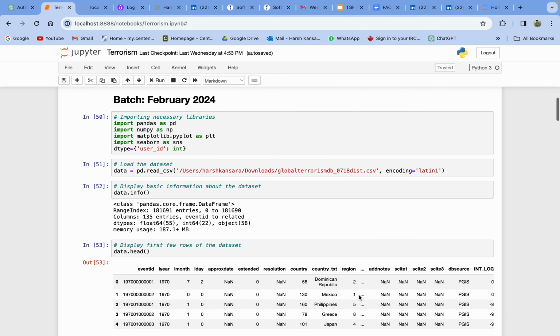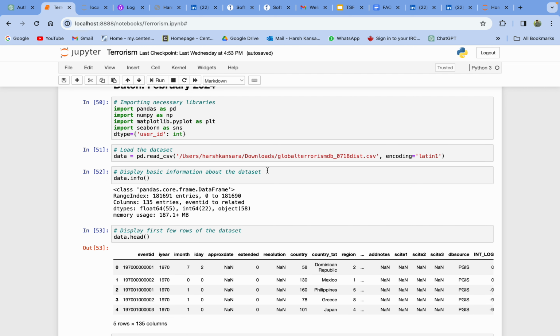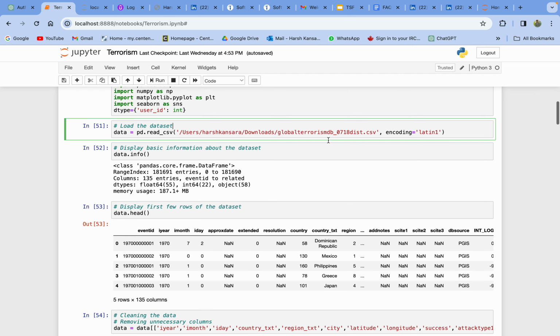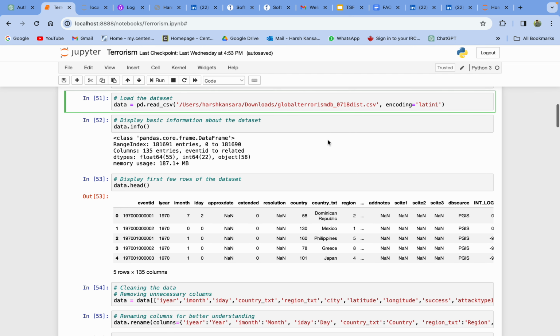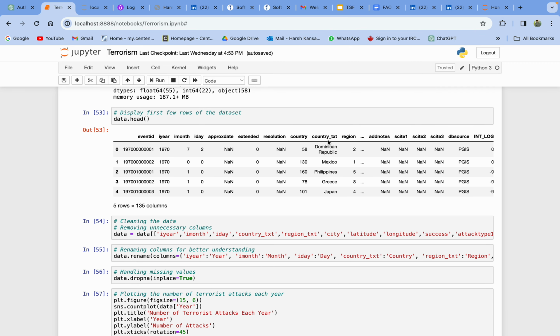So just to begin with the code, we have imported some important libraries here like pandas, numpy, matplotlib and seaborn. Now here we are loading the data set in this file. That is the terrorism data set which I have loaded here. If we check further, we will see that I have filtered and displayed the first few rows of the data set, that is like event, year, month, day and so on.